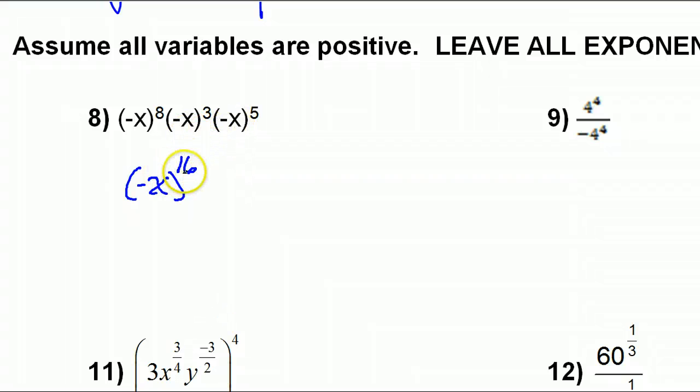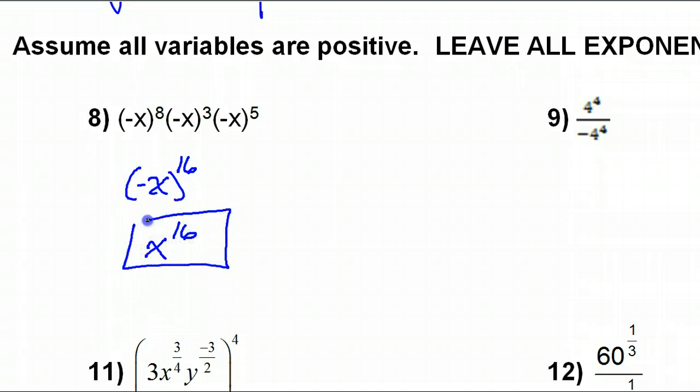Since this is an even power, this negative is going to cancel out and go away. So the final answer would just be x to the 16th power. Alright, if this had been odd, like 15, then we would have put negative x to the 16th power. But you can't leave any parentheses.